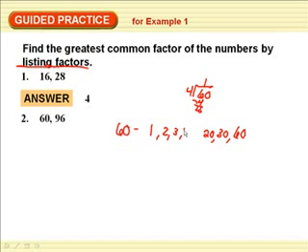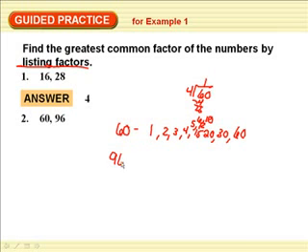Yep, 4 and 15. 5 and 12. 6 and 10. Boy, I really didn't leave room in this, did I? Whoops, sorry. 7 doesn't, 8 doesn't, 9 doesn't, so I'm done.